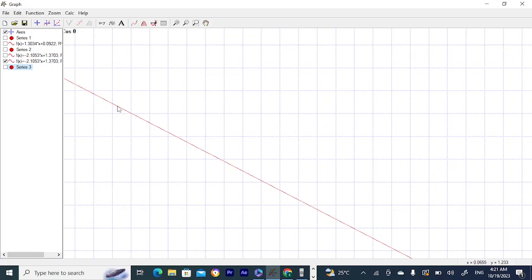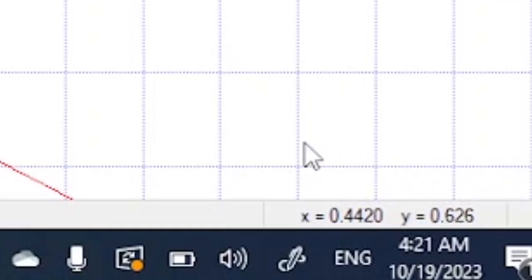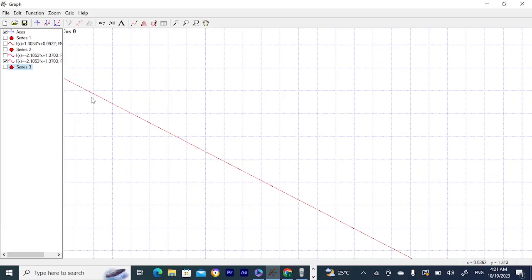If you look at the bottom right of the screen, you can see it gives you the x and y values of your graph. So you can see this point here where my mouse is. Right. Okay, so back to this.